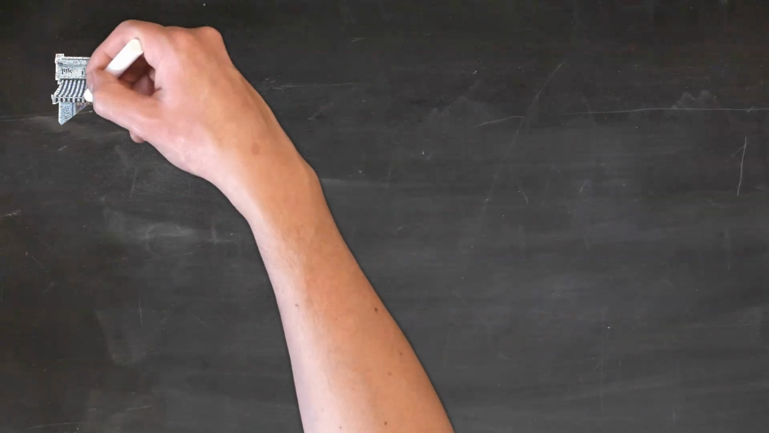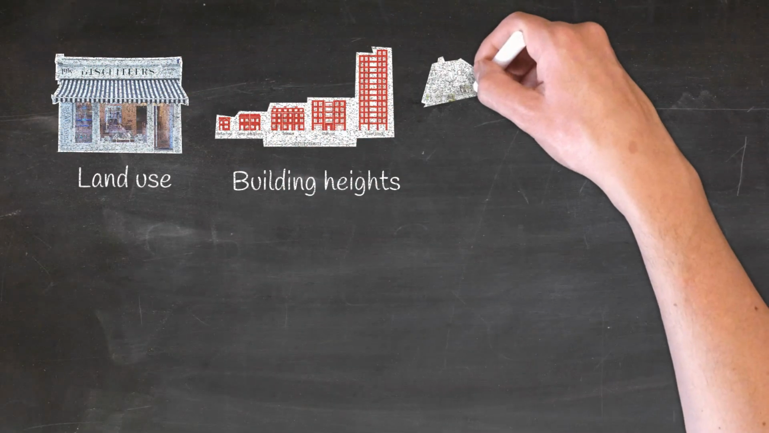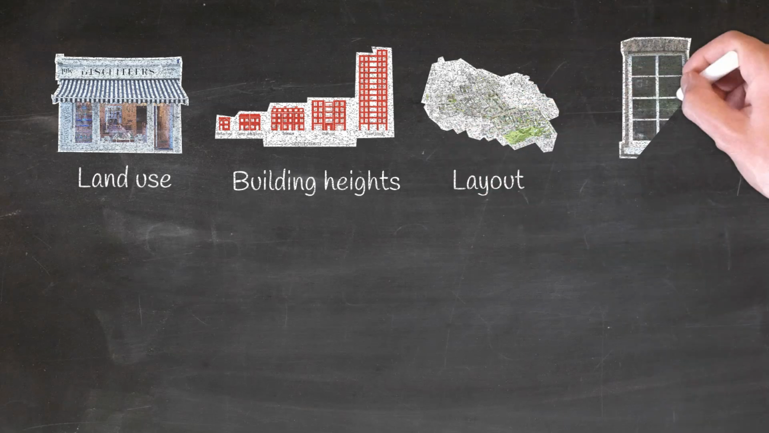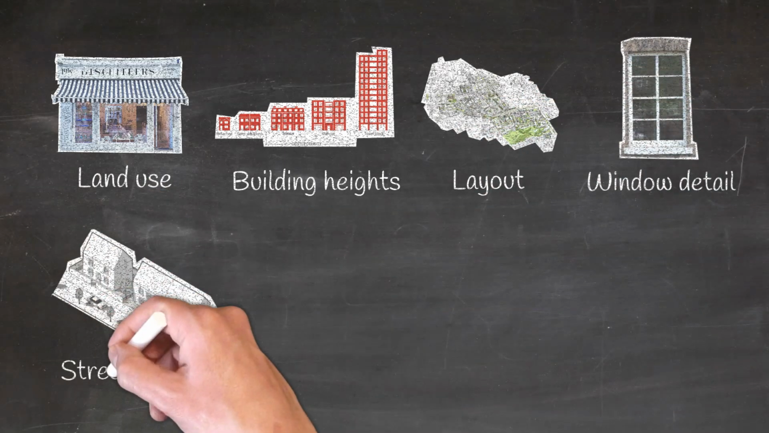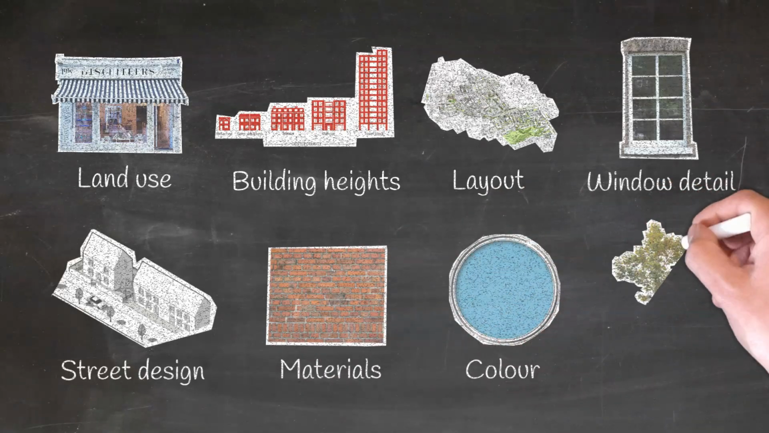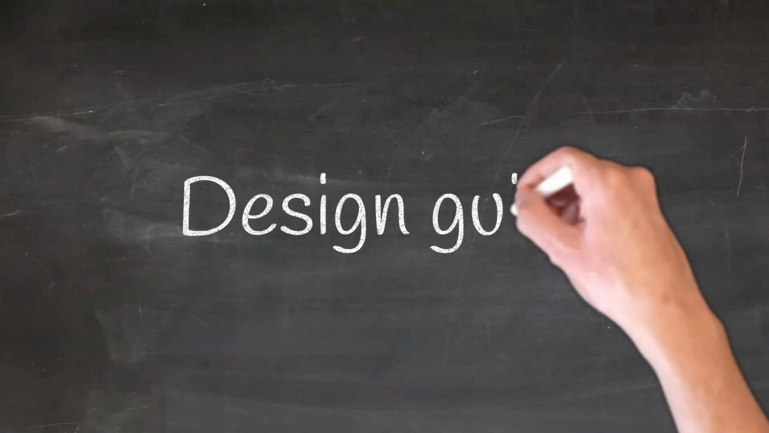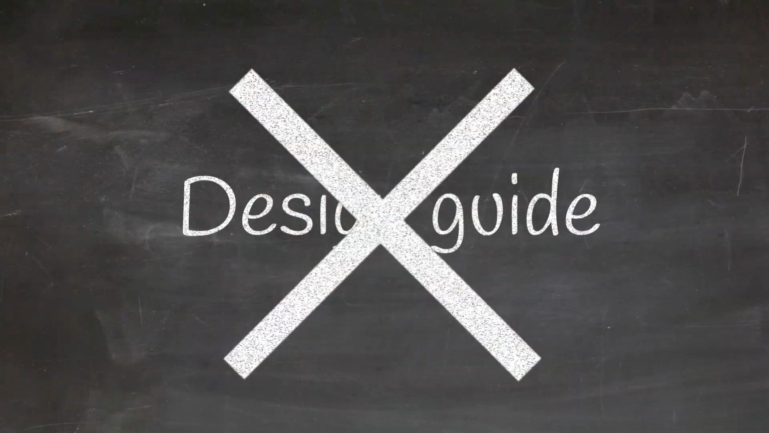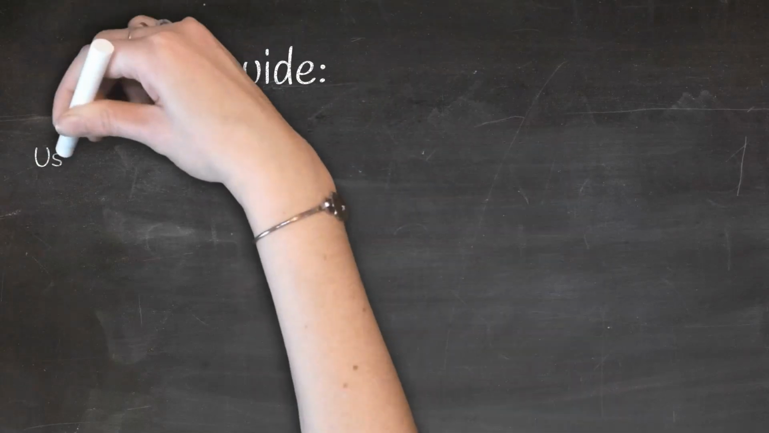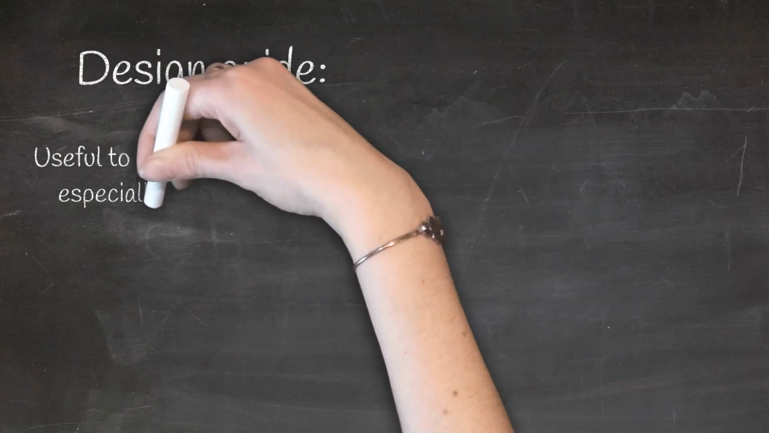These are often set out in a master plan and in pattern books. The code itself can specify anything from land use to building heights, layout, window detail, street design, materials, colour, and landscaping. What a design code is not, however, is a design guide. A design guide is a guiding document only. It is useful to inform design codes, especially on larger sites.